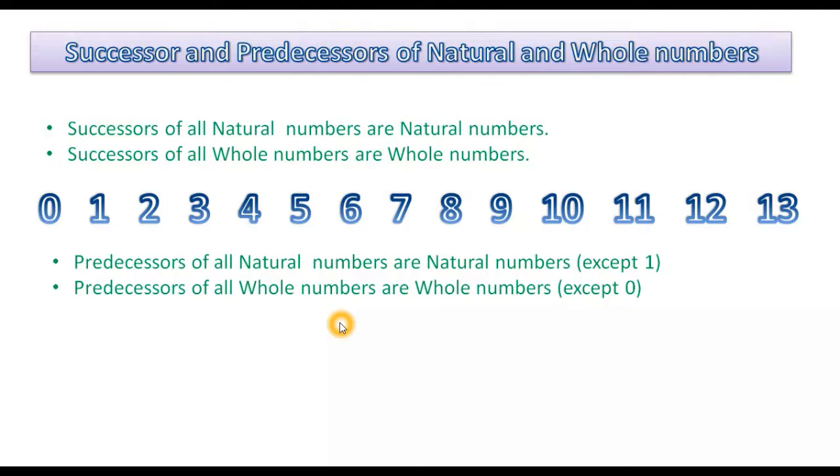Now you do not have money, plus you owe money to somebody. You have to return money to somebody else. So that means you have a negative balance. That is why we say that before 0 are negative numbers. Negative numbers are not whole numbers. Therefore, the predecessors of whole numbers are whole numbers, except for 0, because 0 has no predecessor. Thank you.